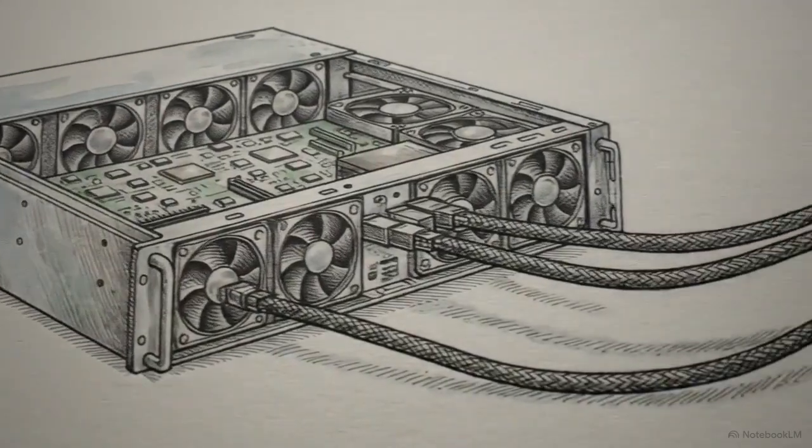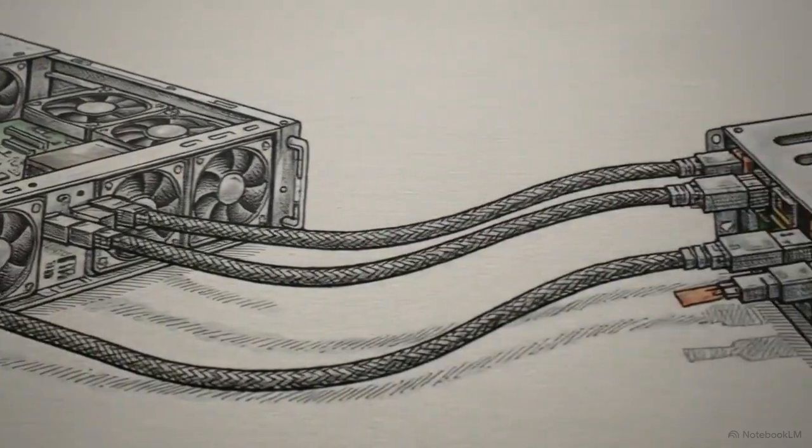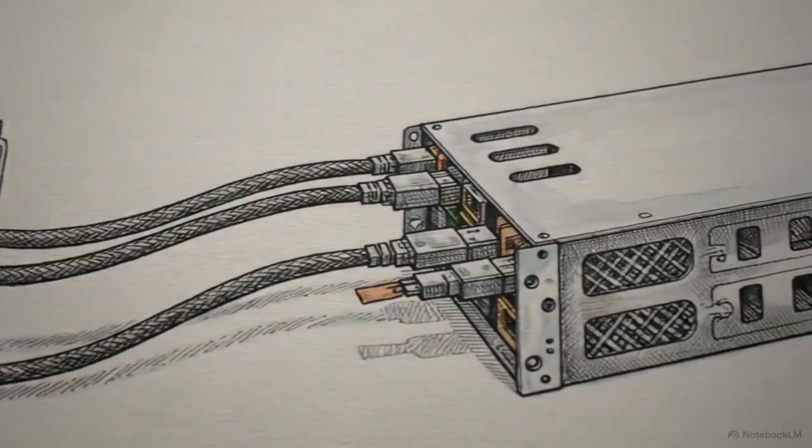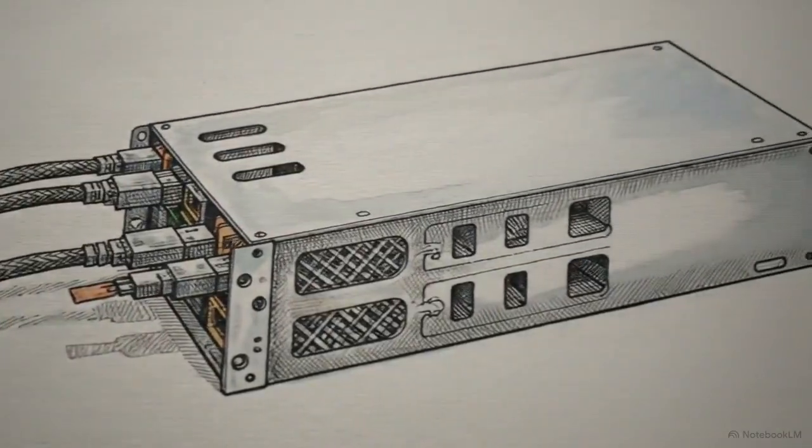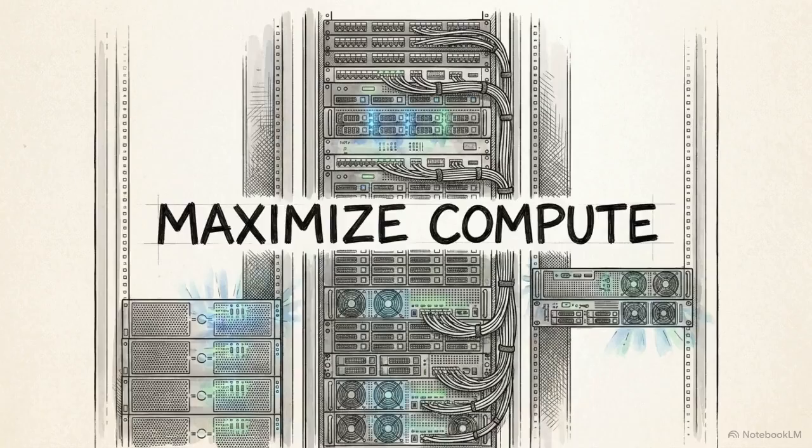Welcome. Today we will integrate an expansion unit with your host server. This configuration expands your available PCIe slots, allowing your system to scale for high-performance computing tasks. We rely on three main hardware components to establish this link.